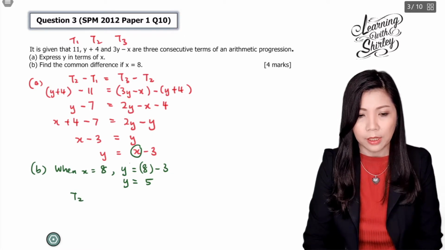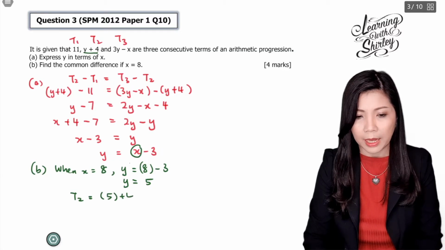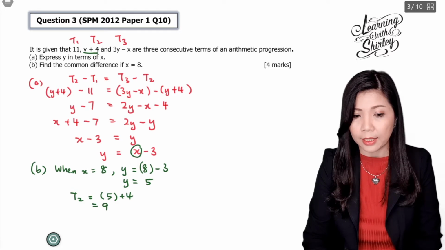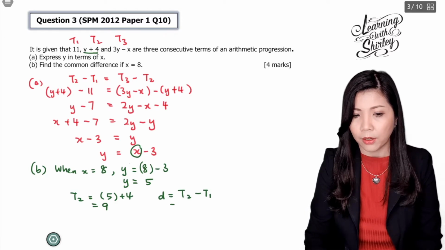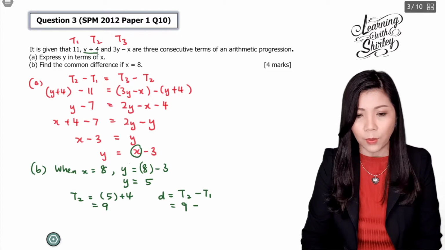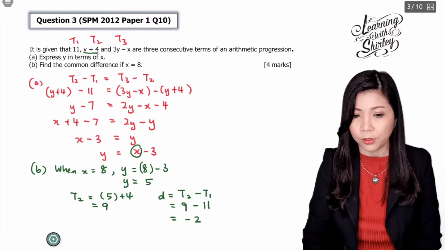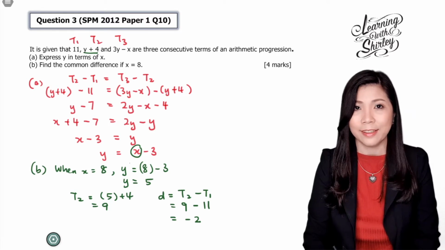We find T2 first. So T2 is, in the question, y plus 4. Okay, so it's y plus 4, which is 9. So we want to find the common difference, D, so I'm going to use T2 minus T1. Okay, so T2 is 9 and T1 is equal to 11. So therefore, the common difference is negative 2. So that's the final answer.